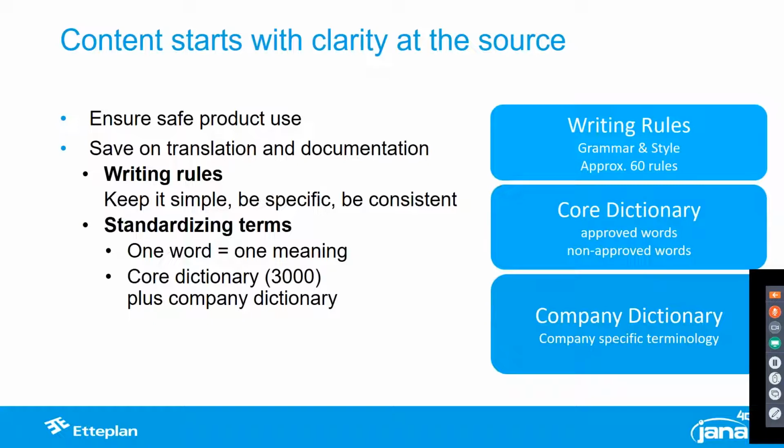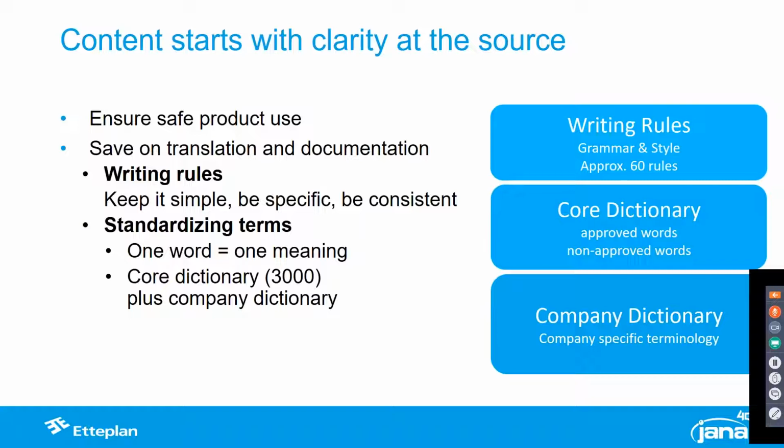So one is the writing rules. Those writing rules, there are about 60 plus or so, are all aimed at keeping things simple, to be specific and be consistent. For instance, if you say, make sure that the temperature in this room is okay, well, what might be okay for me might be very cold for Don, or the other way around. And then also be consistent. So whenever you are starting to use certain terms, then make sure that everyone, all the authors, are using the same terms with one meaning.